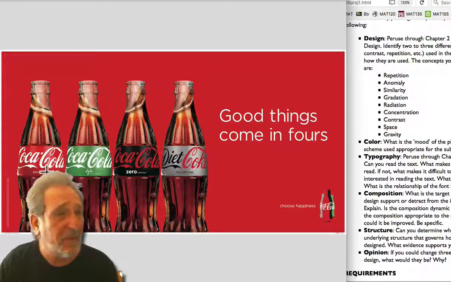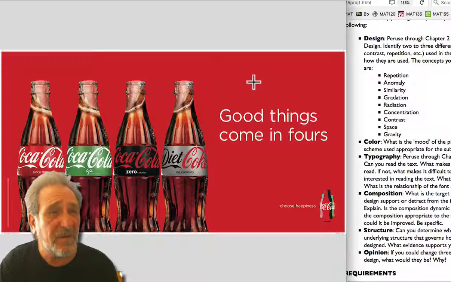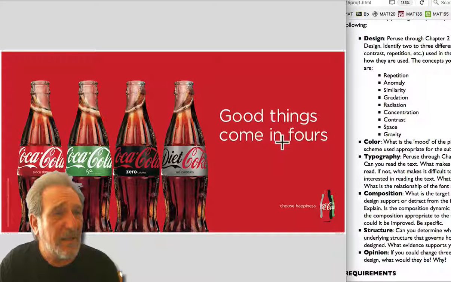Here we've got repetition: all the bottles are identically the same. We have not so much contrast, and not really any anomaly. The typography is clean and straightforward.